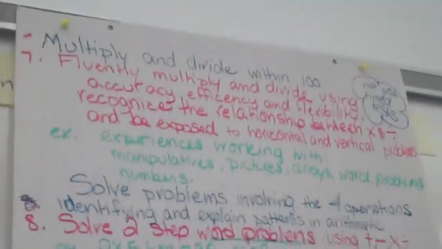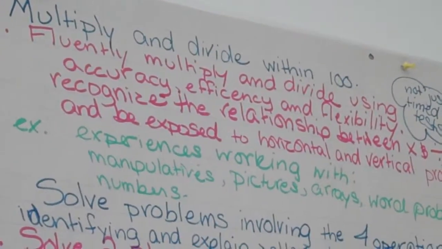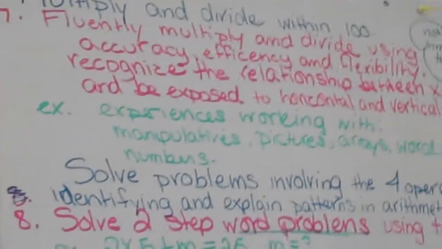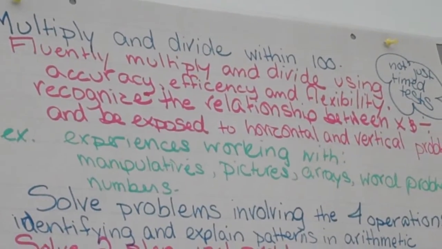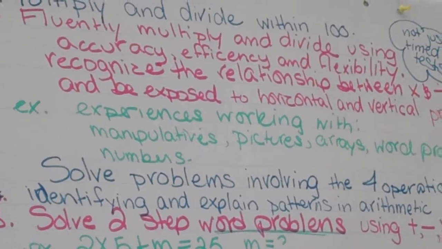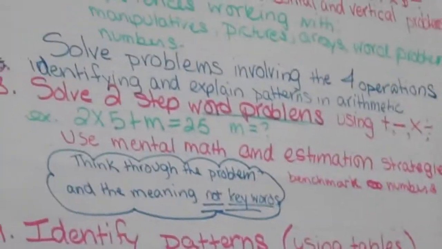So the next section is multiplying and dividing within 100. They sort of stress not using just the timed test. Again, the same things that were in the other standards, the accuracy, efficiency, and flexibility, so that they're recognizing the relationship between multiplication and division, expose them to vertical and horizontal problems. This also includes all the experiences working with manipulatives, pictures, arrays, word problems, and numbers. So not just facts, but really becoming fluent in all those different ways.